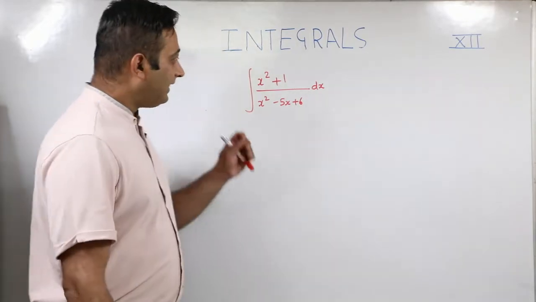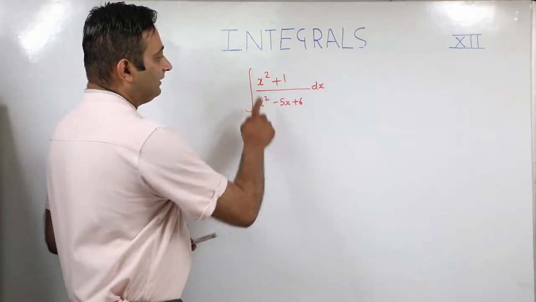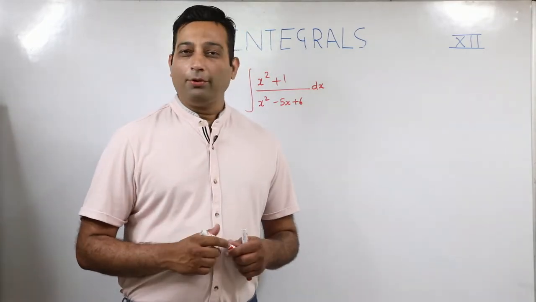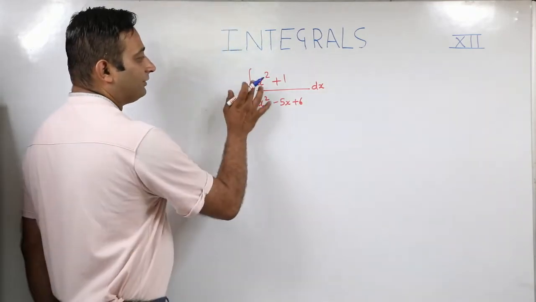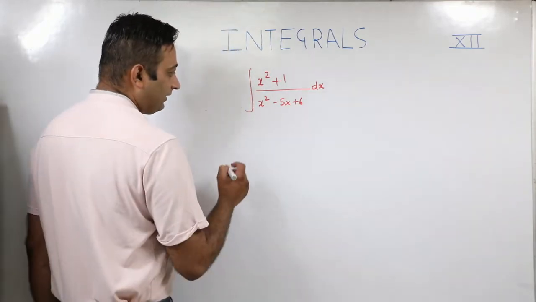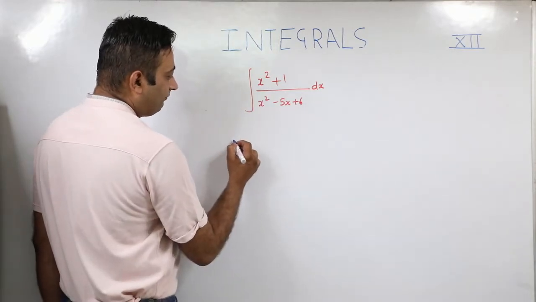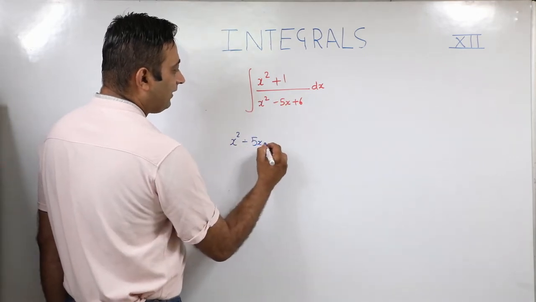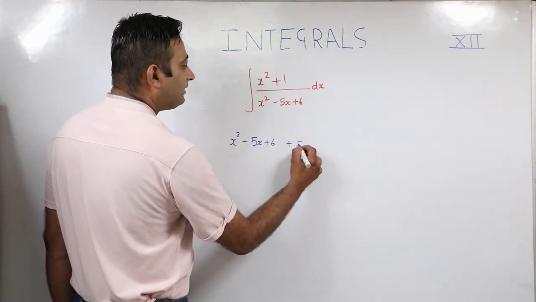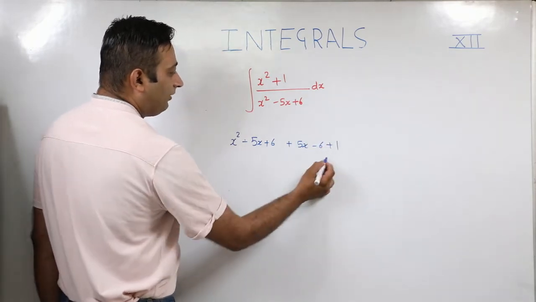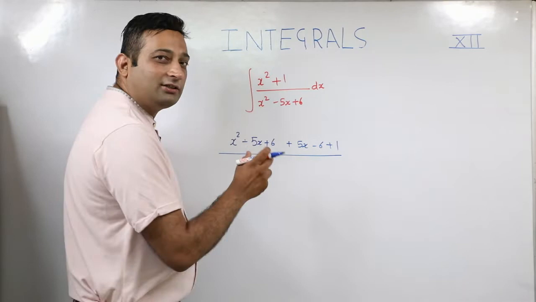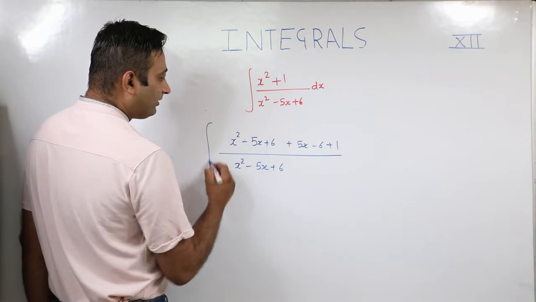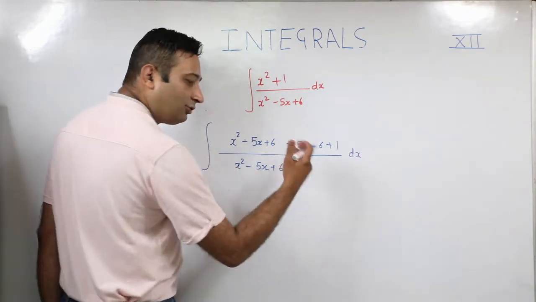Now, dear students, let us take one example where the degree of the numerator is equal to the degree of the denominator. So, in this case, this is not a proper fraction. So, what we have to do is simply divide the numerator by the denominator. We can rearrange the terms also. We can write x square minus 5x plus 6 plus 5x minus 6 plus 1. What we have done is simply rearranged the terms so that we can divide by the denominator using a method of rearrangement, but it was actually a division.